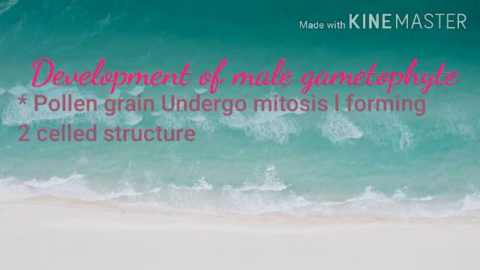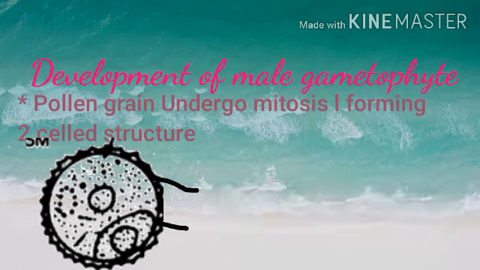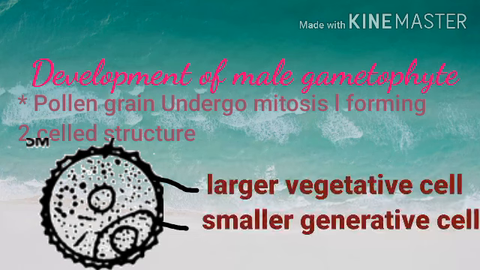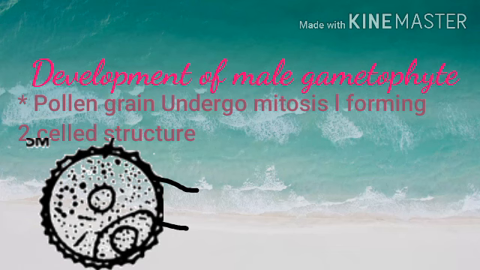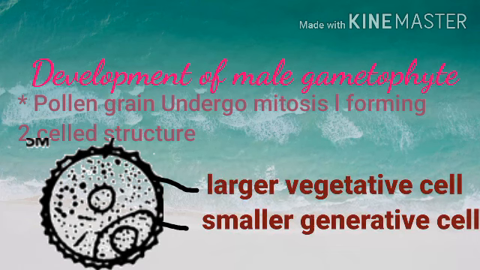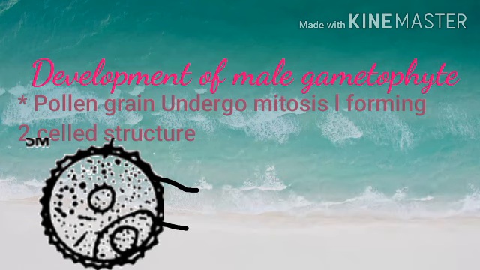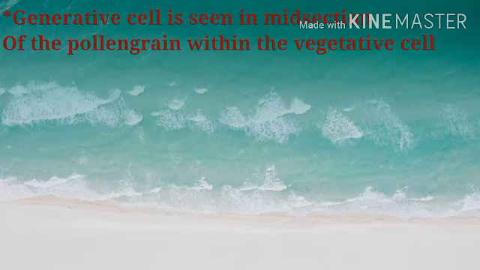The nucleus of the pollen grain undergoes mitotic division, and as a result it develops two daughter cells. The larger daughter cell is called the vegetative cell or tube cell, and the smaller cell is called the generative cell. The smaller cell is seen within the larger cell, that is, a cell within a cell. That is the arrangement of the two cells in the pollen. This generative cell is seen towards the base of the pollen grain.